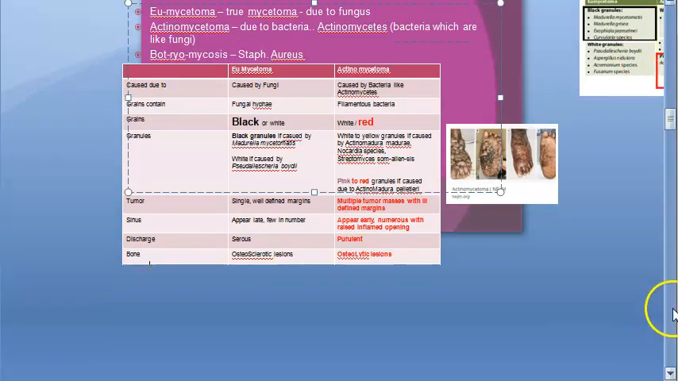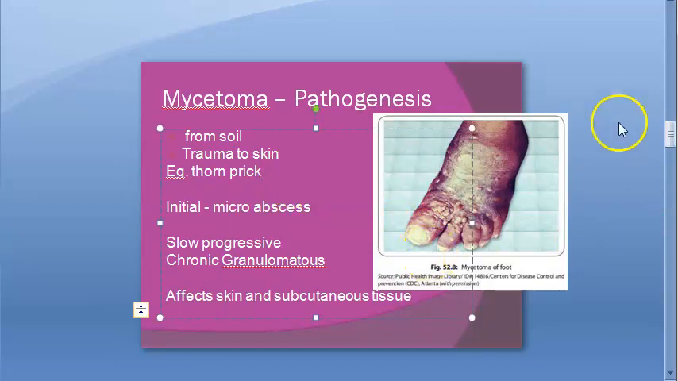Then we will look at pathogenesis. Basically, there is a small thorn prick or something and there's trauma to the skin. These fungi will enter from the soil and initially there will be a microabscess. Slowly it will progress into a chronic granulomatous lesion. Remember here that, at least in the textbook I am reading, they have not mentioned the pain or any issue because of it. However, the treatment is surgery. So this affects the skin and the subcutaneous tissue.